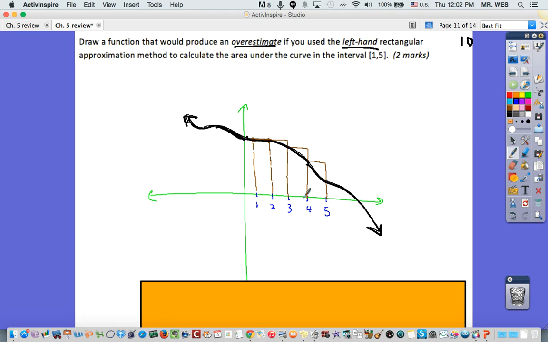If I take a look at this interval and I choose the left-hand side, then it's going to overestimate the area out here. If I had some type of curve that was going up and I did an interval, let's say from here to here, then when I chose the left hand here, it would be an underestimate, right? So make sure you know what it's saying and what overestimate means. It means that the rectangle is going to be outside of the curve, or overestimating the area under the curve.